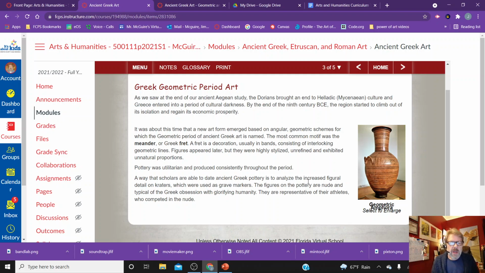Pottery was utilitarian, which means it had a purpose and it was designed to be used for something. It wasn't just decorative. The way that scholars are able to date ancient Greek pottery is to analyze the increased figural details on the craters, which were used as grave markers. The figures on the pottery are nude and typical of the Greek obsession with glorifying humanity. They are representative of athletes who competed in the nude.